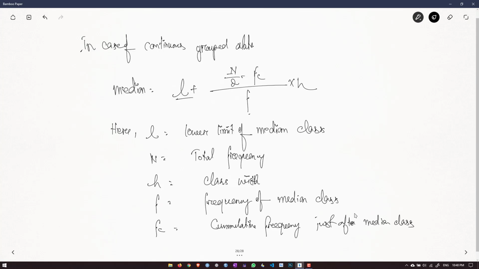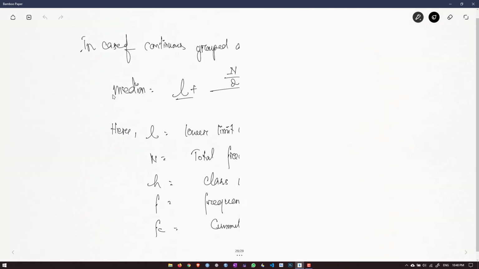So let's try. Sorry, one correction. This is just before the median class. Okay. This one just before median class. Let's take an example.